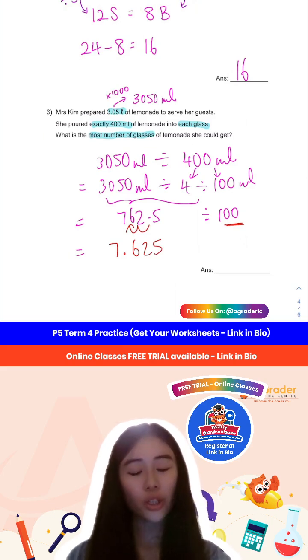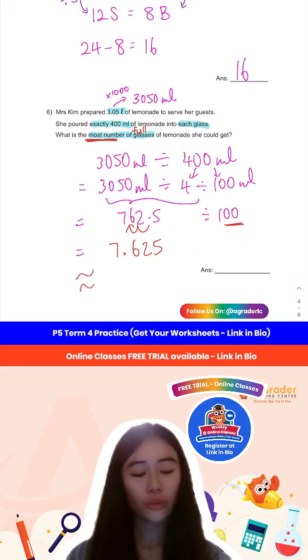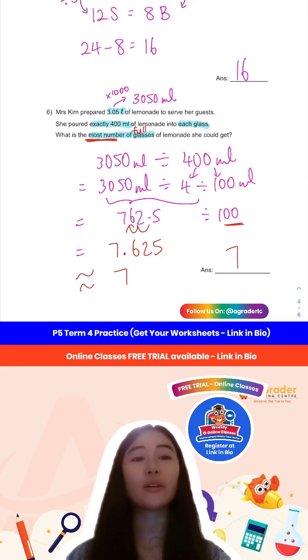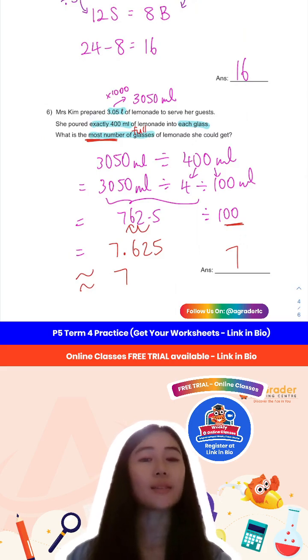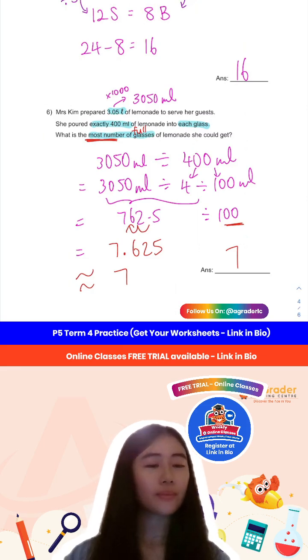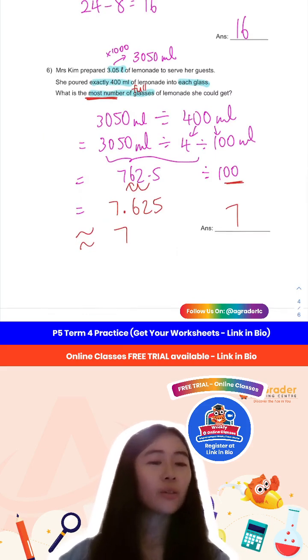So depending on this question, let's see, what is the most number of glasses? So they are referring to full glasses. So in this case, you need to round it down to 7. She can only get 7 full glasses. So some of you rounded it up to 8. That's not correct, okay? Because she doesn't have enough to get 8 glasses. So you should be rounding down for this. Yeah, so the final answer is 7. Those of you who got 7 is correct.